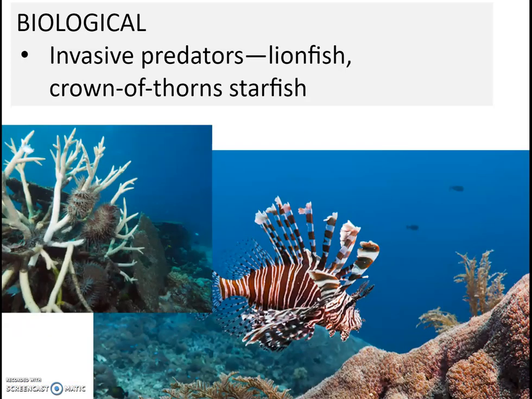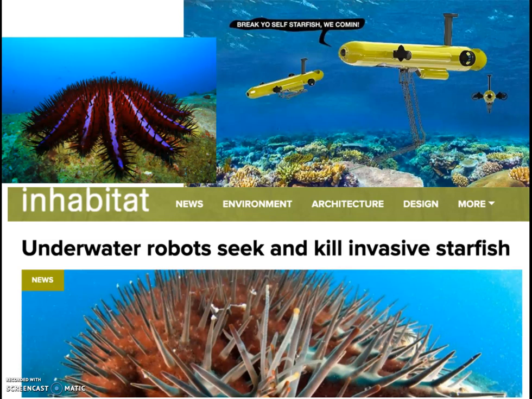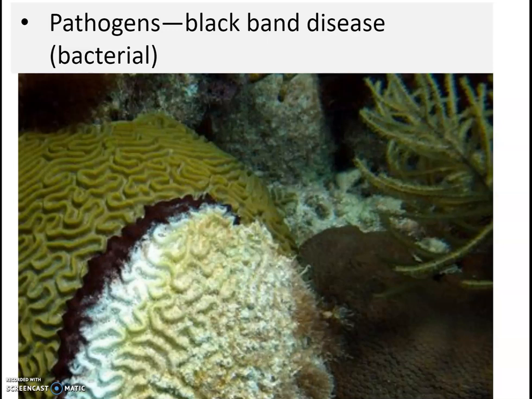There's biological things that impact coral reefs. There's invasive predators, lionfish, crown-of-thorns starfish. So we have these invasive species that can do a lot of damage to coral reefs. Here's an underwater robot that seeks to kill invasive starfish. It's just kind of a crazy idea as a way to solve a problem. And then there's pathogens, there's infections. This is just an example of an infection, black band disease, which is a bacterial infection for coral.